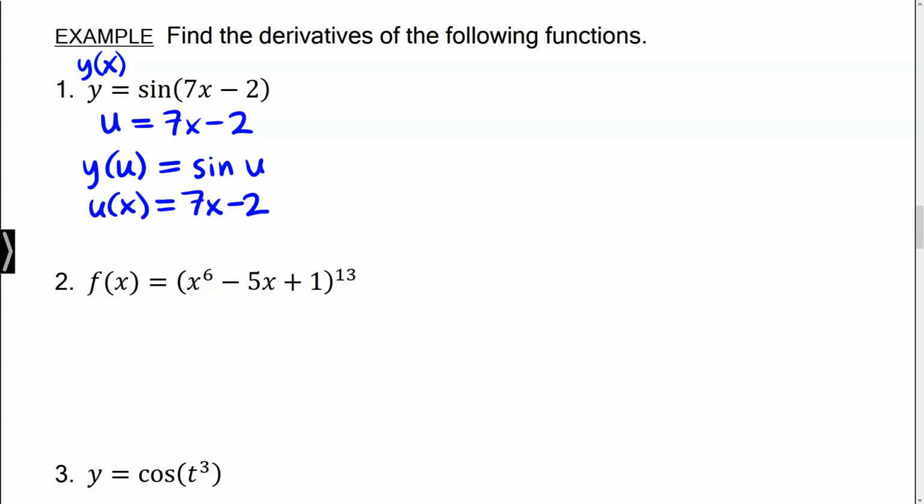We've introduced this u that's almost like somebody coming between two people. It's coming in between y and x and saying, nope, I'm going to be the intermediary, the interface between the two. So what we need to do is find dy dx. The chain rule says this is dy du times du dx.